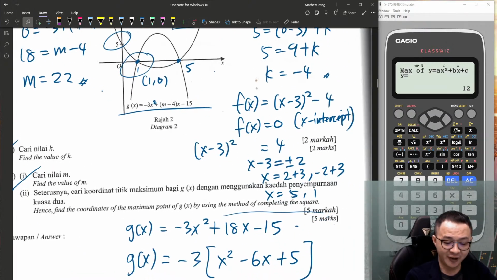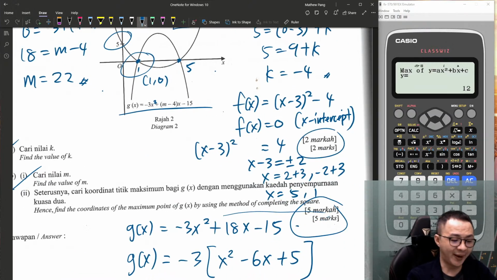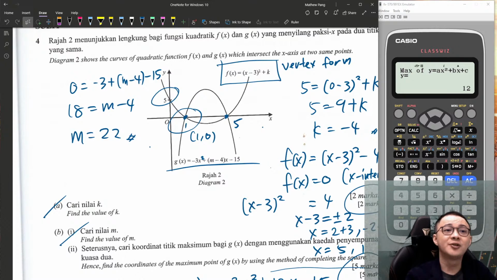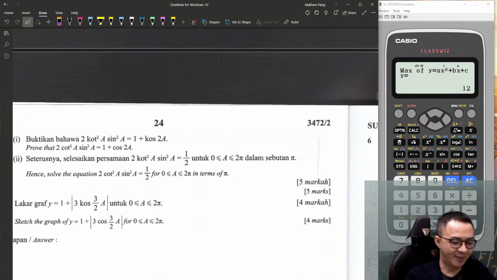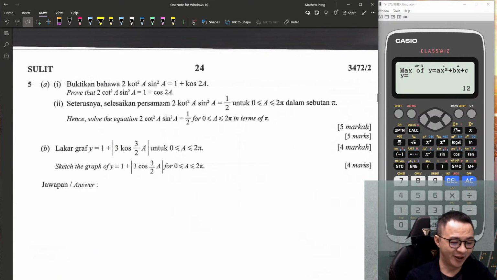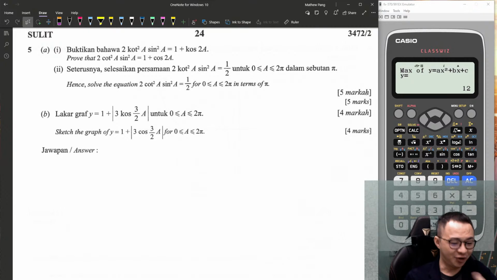How many marks do they give this one in total? 7. Not too bad, about completing a square. So make sure you at least learn the completing a square method. You can easily get some 7 marks in the 2021 paper. And they love trigo, definitely. Another trigo question. Paper 1 already has one, but now they give you again.